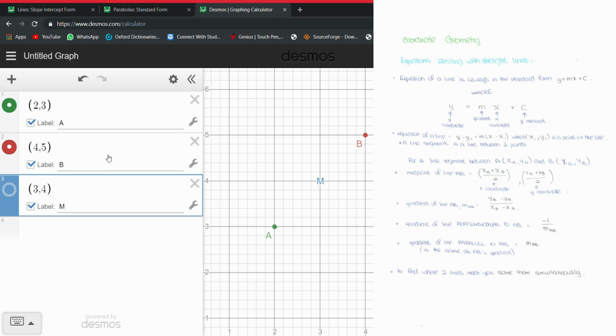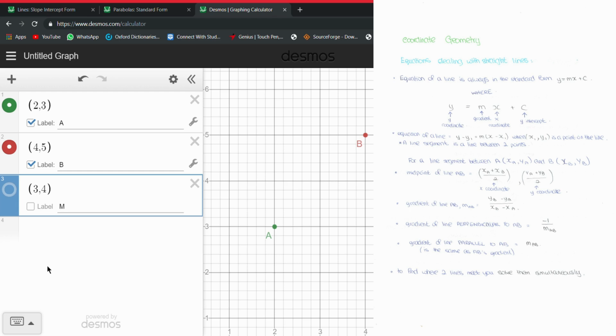And now we want to find the gradient of this line. The gradient of a line is equal to YB minus YA over XB minus XA. Again, B and A are really just for this, because if they give you 2 points, like let's say it's point Q and point P or something like that, you just change the letters. It's just so that you know where you're putting your numbers.